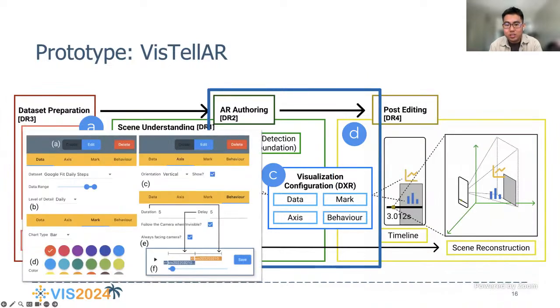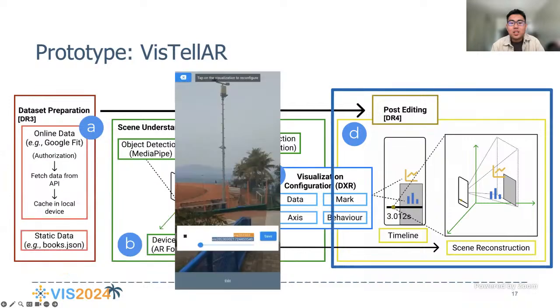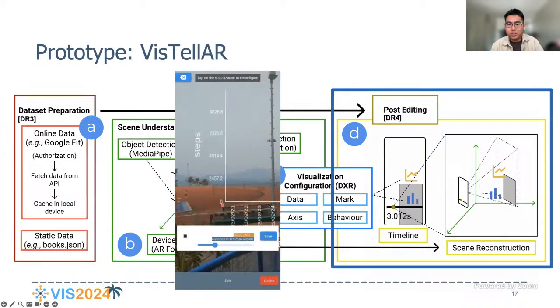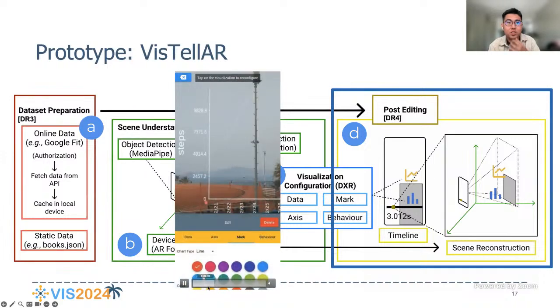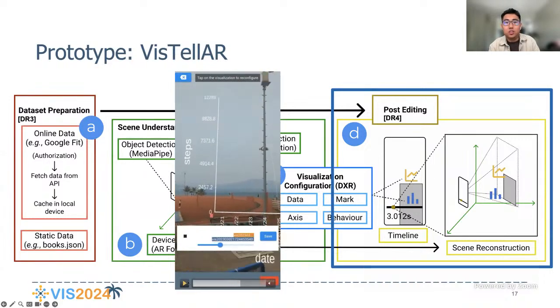To ease the visualization authoring process, we adapt DXR, an XR visualization authoring toolkit based on Unity, to reduce the difficulties in creating visualization by coding. And lastly, we have the post-editing component for the users to fine-tune the specification after actually taking the video, and the behavior of the visualization as well. As you can see in a short video, it shows that the users could edit the visualization after taking the video.